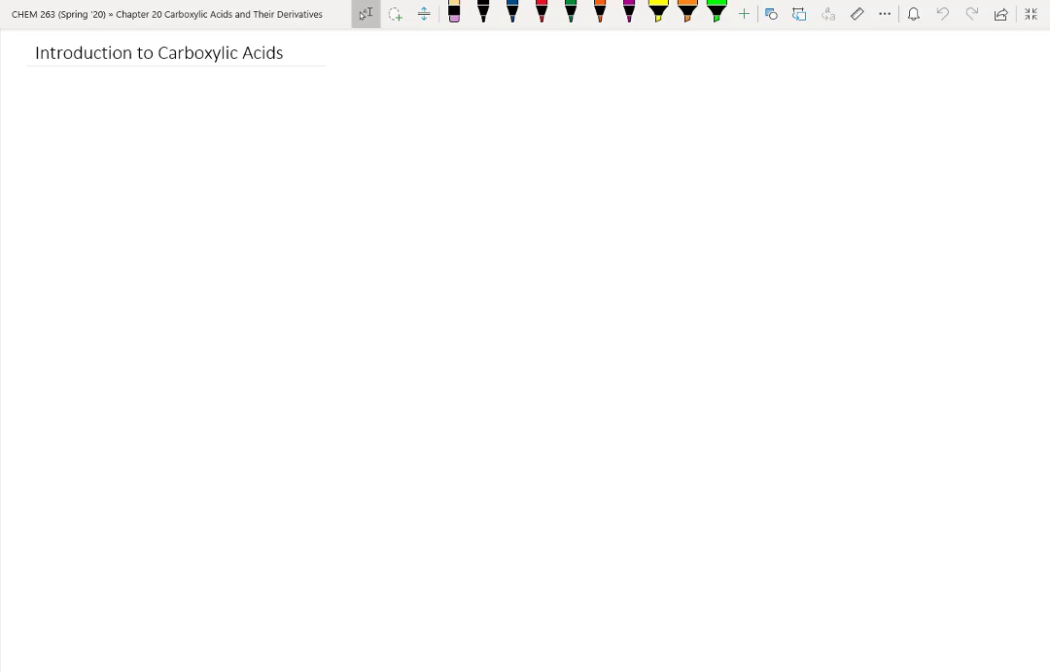All right, the next section in the Klein textbook is all about carboxylic acids and their derivatives. To start off, let's go over basic nomenclature for carboxylic acids. And the nomenclature is pretty straightforward. Let's take an example molecule that looks like this. And I'm going to have a carboxylic acid coming off the right-hand side.